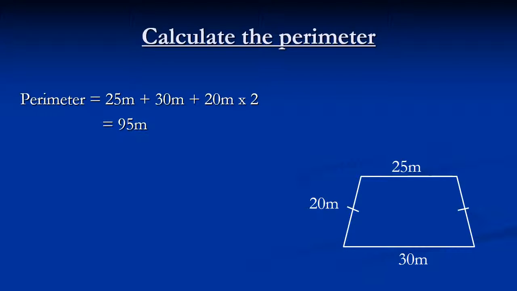So if we have a look here at a trapezium, calculate the perimeter. Well, it's just going to be easier to add up all the sides. So what have we got? We've got 25 plus 30 plus 2 lots of 20. This sign here, remember, means that both of those sides are the same. So that should give us 95 meters.